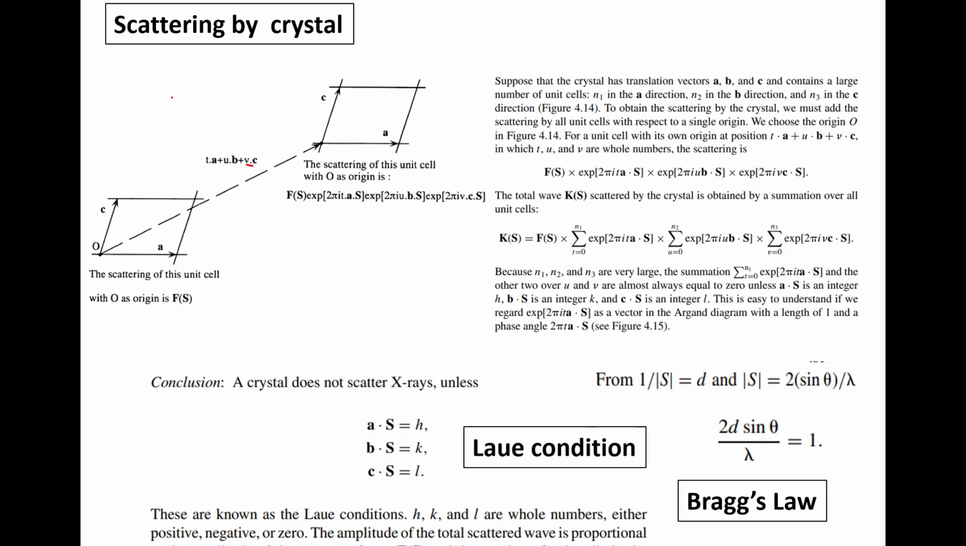Whenever you want to denote a vector in a three-dimensional space, you denote it by an equation like 3x plus 4y plus 5z. So this will give you a vector in a three-dimensional space. This is a vector which is connecting this unit cell with this unit cell.